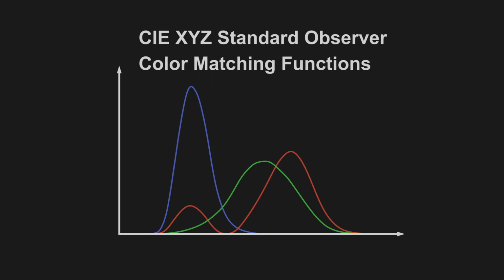Funnily enough, our red receptor is also sensitive to a part of the blue end of the spectrum, which is why we see wavelengths of around 400 nanometers as violet. These curves thus show for each of the three kinds of receptors we have how sensitive they are to the visible wavelengths. Now you might have noticed this says XYZ and not RGB.